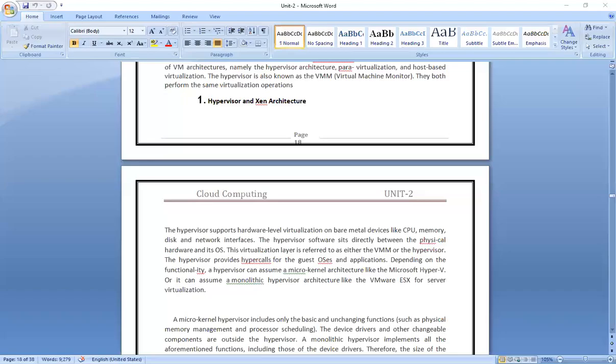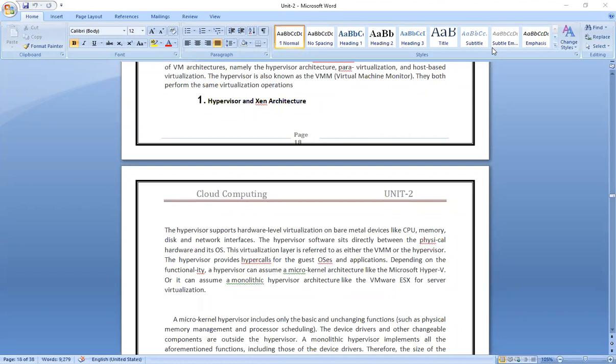चलिए आज का हमारा जो टॉपिक है वो है हाइपरवाइजर। Basically, there are various virtualization structure, tool and mechanism, and out of that first one is a hypervisor and Xen architecture.